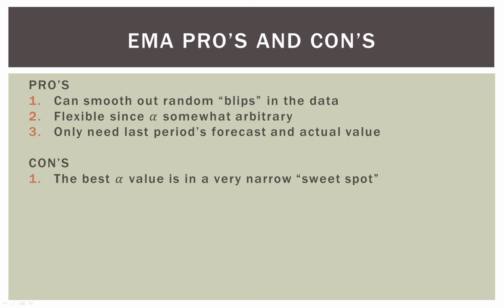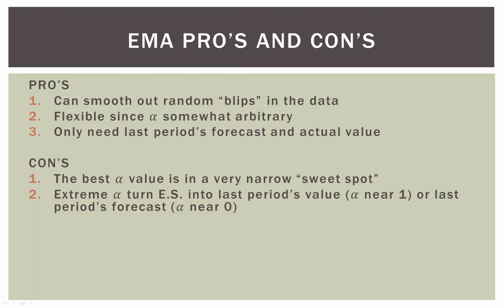Now for some cons. The best value for alpha is in a very narrow sweet spot. Unless you know a lot about EMA and have done it many times over, or you know the characteristics of your data, it can be hard to determine where that sweet spot is. You just kind of get a feel for it as you do it. And of course, the best way is always to graph it and look at it. Like I said, we're going to be using some error detection techniques in our next video, so you can figure out which alpha and which method works best. But it can be hard to find that perfect alpha value for your data.